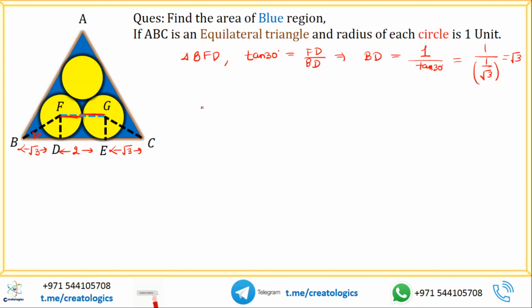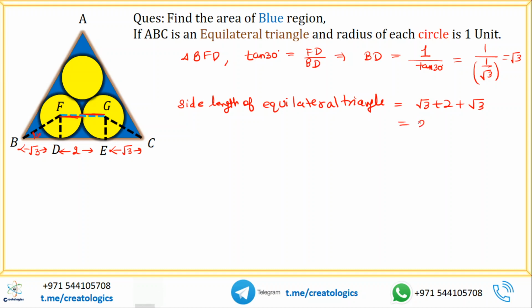Okay, so what is the side length of this equilateral triangle? So I can say side length of equilateral triangle comes out to be root 3 plus 2 plus root 3, that is 2 plus 2 root 3. Okay. Now let us find the required blue region.